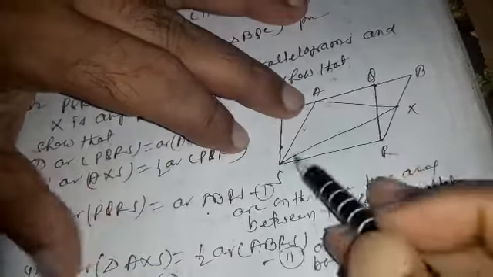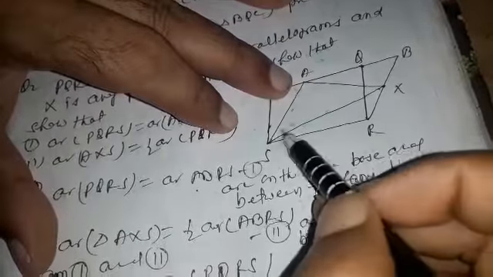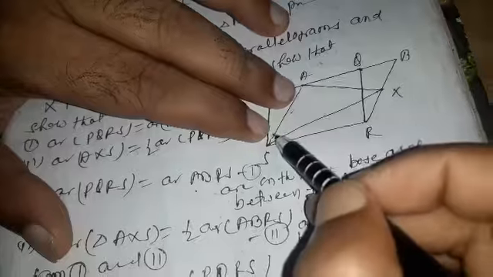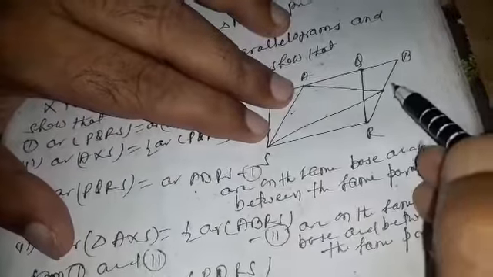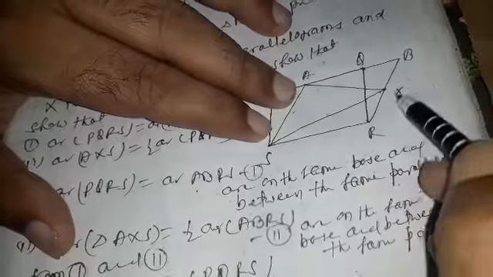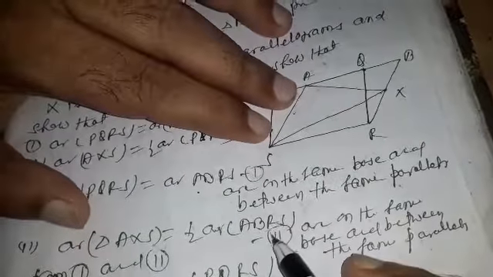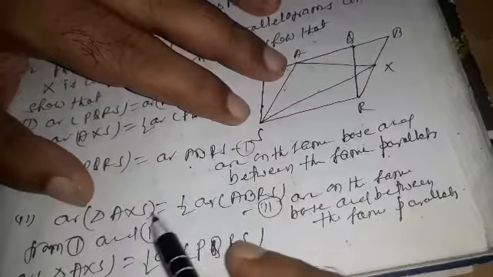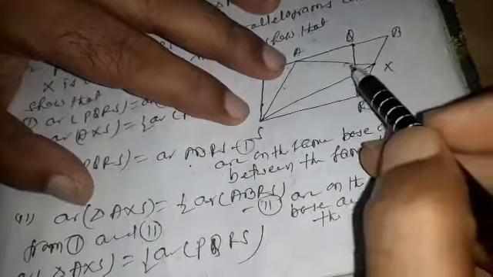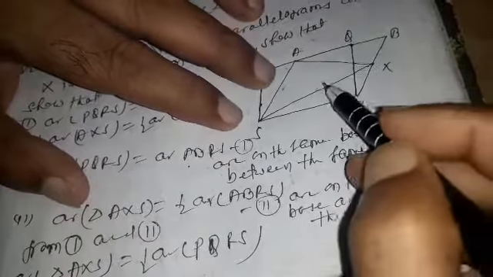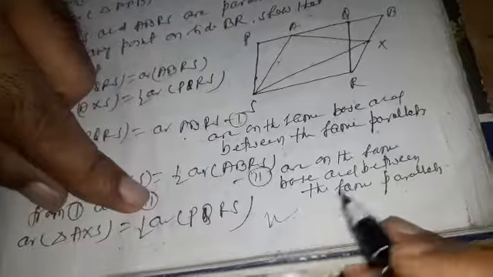Now area of triangle AXS is on the same base AS and between the same parallels AS and BR. So area of this triangle is half the area of parallelogram ABRS. Area of AXS is half the area of ABRS. And ABRS and PQRS both parallelograms are equal in area. So area of AXS is half the area of PQRS, also proved.